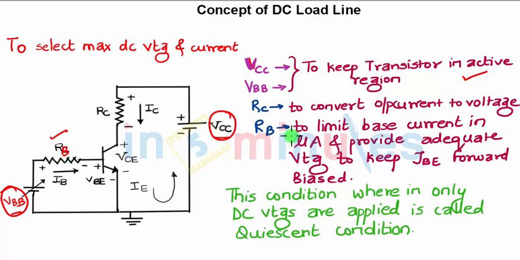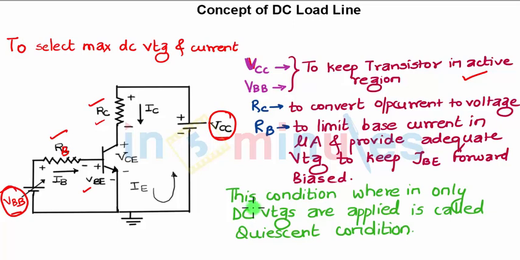Why do we use RB? RB is used to limit the base current to microamperes and to provide adequate voltage to keep JBE, that is this junction, forward biased. What is the purpose of RC? RC is used to convert the output current to output voltage. So if you want the output current to be converted to voltage, you will have RC in the circuit. These are the significance of all the components used in the circuit.